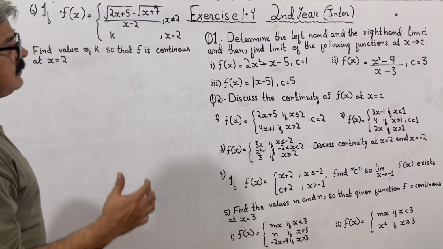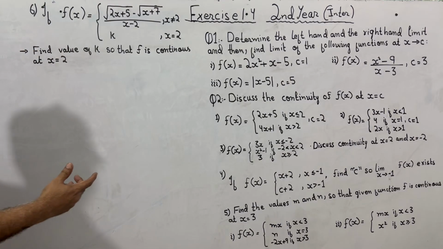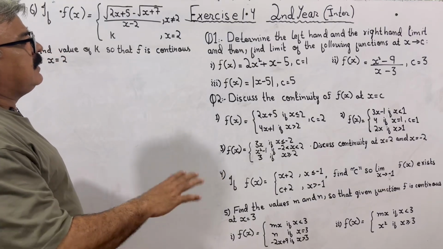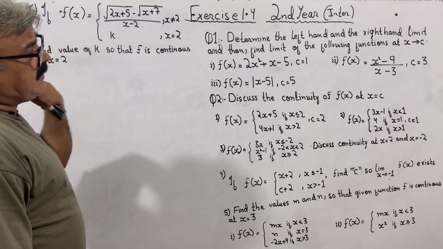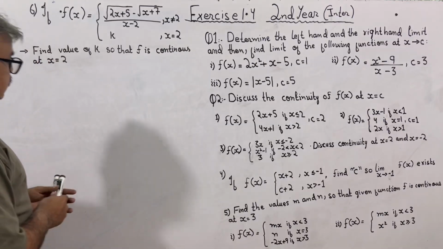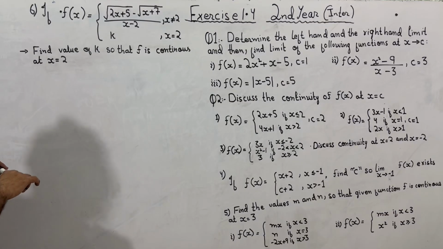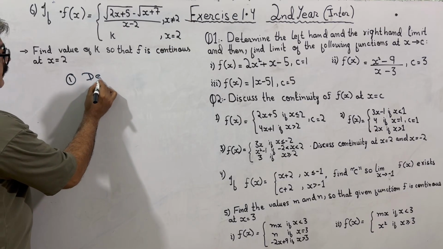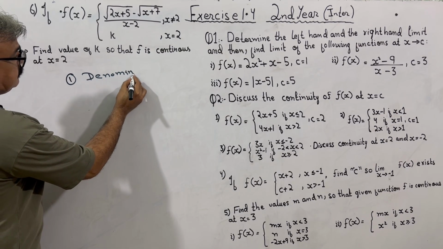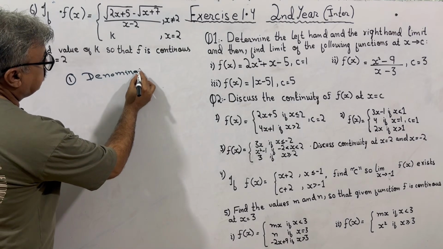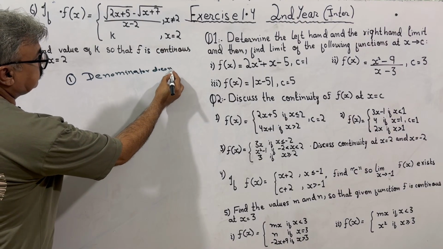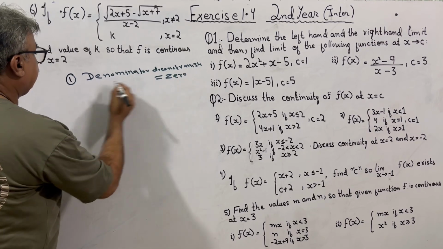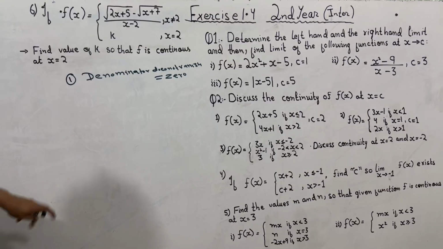Whenever you are asked to find limit, right hand limit, left hand limit, whether a function is continuous or discontinuous, domain, range, where the function is defined, where the function is not defined, just check three things. Always look for three things. Number one, the denominator doesn't vanish. Does not vanish means does not equal 0.